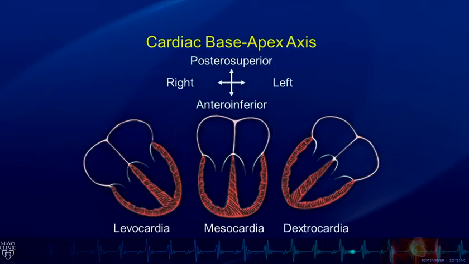The next thing that we want to look at is the orientation of the heart. The normal orientation, or levocardia, is an upper right to lower left orientation as demonstrated in the left panel.